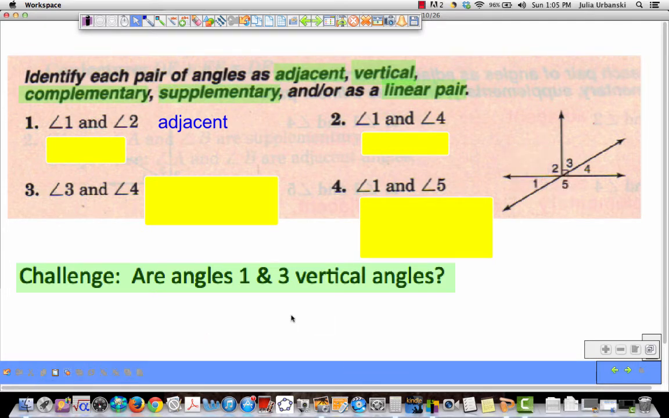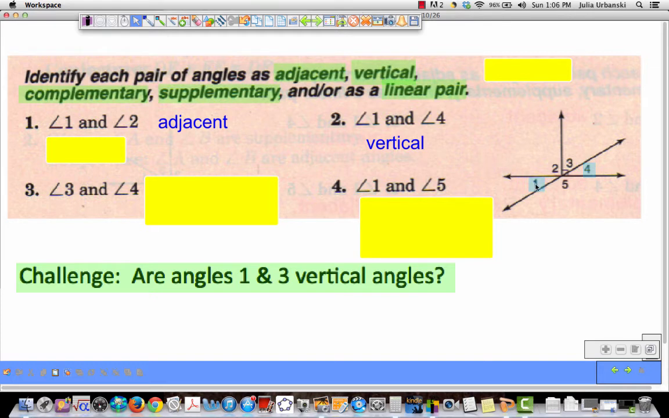Number 2, we're looking specifically at angle 1 and angle 4, and we're going to choose these words that fit the situation. Are they adjacent? No, they're not side by side. Are they vertical? Are they directly across from each other from crisscrossing lines? Yes, they are vertical. Are they complementary? Possibly, but we don't know that. It could be 45 and 45. It might add up to 90, but we don't know that. All we know is that they're across from each other. They do not make supplementary, and they do not make a linear pair.